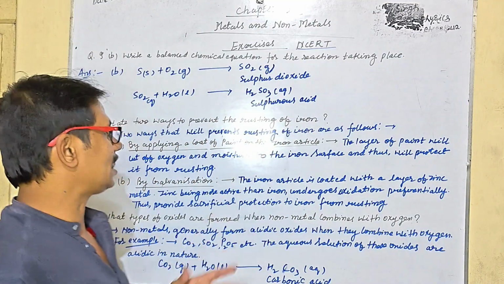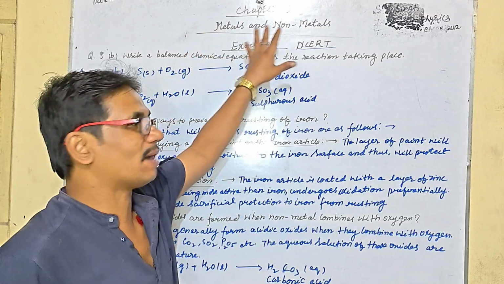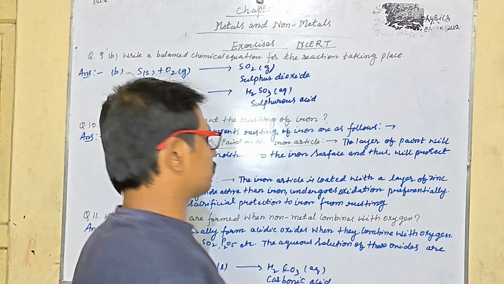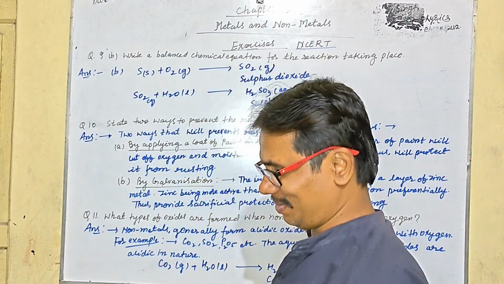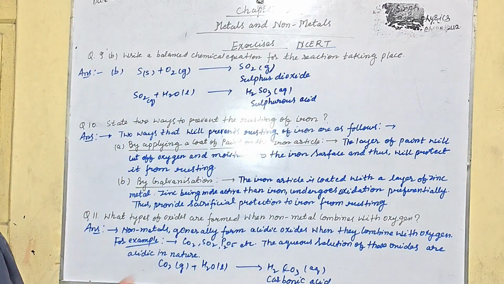This is the next part of the NCERT exercises, chapter number 3, Metals and Non-metals. In the previous video, I gave you the answers to question number 9.